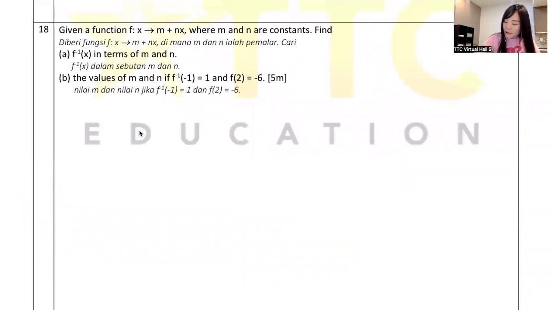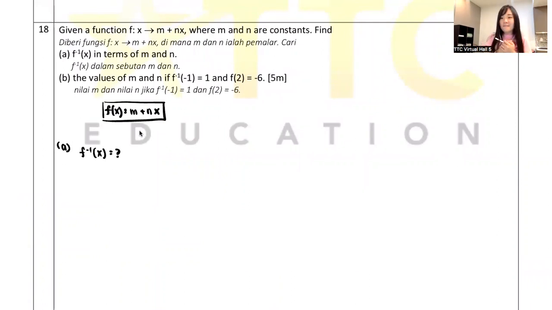Question 18. I repeat again, they say f(x) is equivalent to m plus nx. Okay, they give me an equation that looks like that, where m and n are constants. So let's start from A. For A, they ask to find what, my dear? They ask to find f inverse x. So guys, finally now we step inside inverse world.